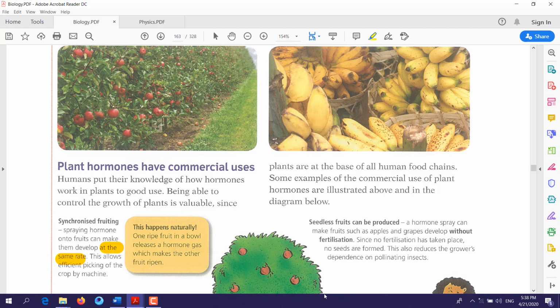This process takes a long time, so they used some hormones. These hormones make the plants grow faster with no need for fertilization. So in this case, a plant will make fruits, and these fruits will be seedless.